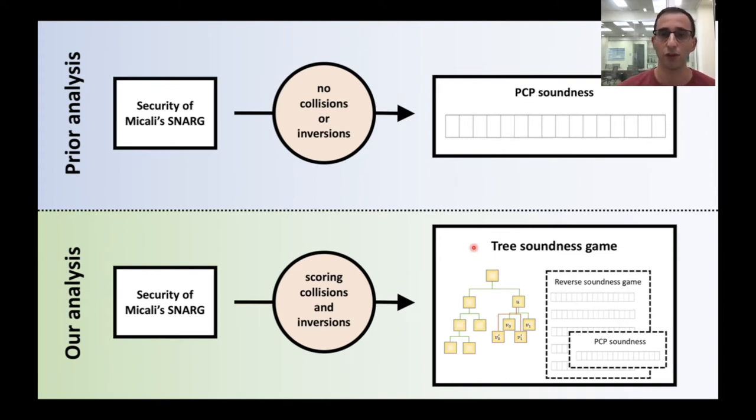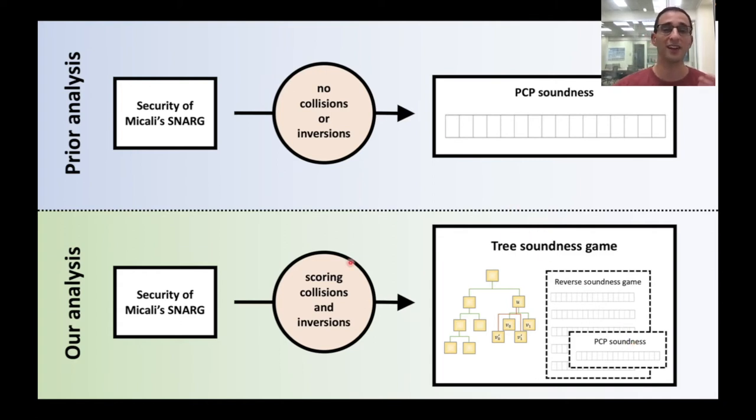Okay, so we're gonna have some new game that we call the tree soundness game. And this game is gonna have a specific budget, and we're gonna bound the probability of the adversary to win given this specific budget. And we're gonna do this bound using a reduction to another type of game that we call the reverse soundness game. And this game we reduce back to PCP soundness. Okay, so the analysis is very modular in this approach. This game really describes all possible strategies that the adversary can do. And this is an intermediate and very simple game that allows us to reduce all these possible strategies to something very simple. And for this game we can say something very meaningful just using the PCP soundness.